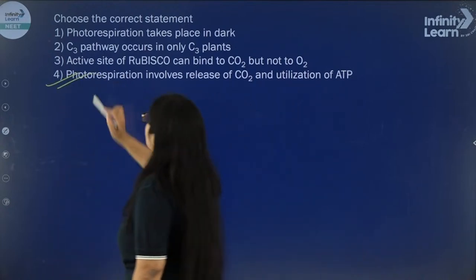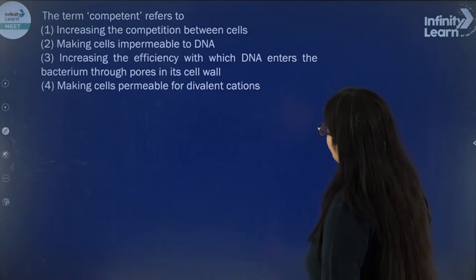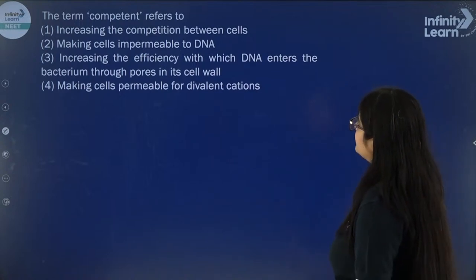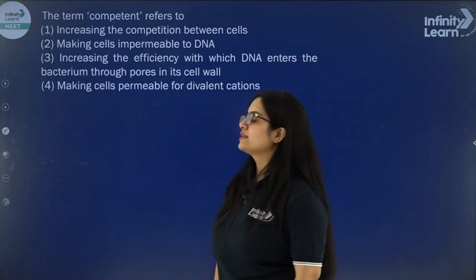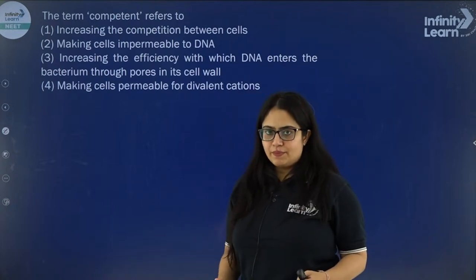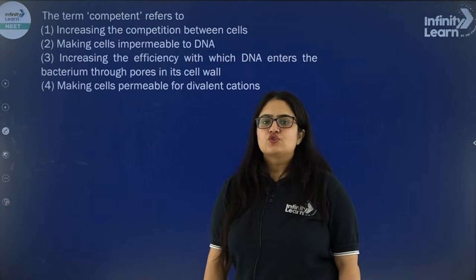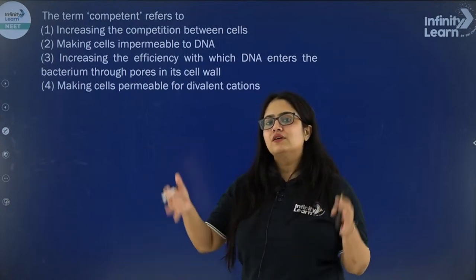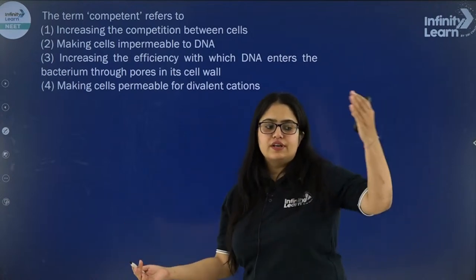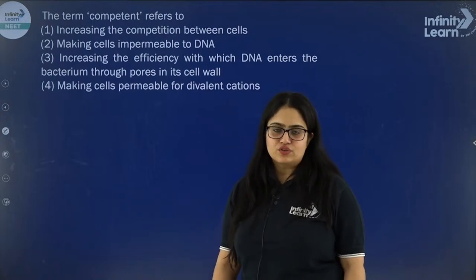That's absolutely correct. Next question, the term competent refers to increasing the competition between cells, making the cells impermeable to the DNA, increasing the efficiency with which DNA enters into the bacterium through pores in its cell wall, making cells permeable for divalent cations. Now listen this, my dear students. This is like the recombinant DNA that you have already prepared. Now you have to input it into the host cell. So how will you make the host cell competent? So one of the methods is you treat the host, let's say if the host is E. coli, it will have cell wall and cell membrane, right? So first the recombinant DNA has to cross the cell wall and then only it will be able to enter into the cell, right? Crossing the cell membrane.